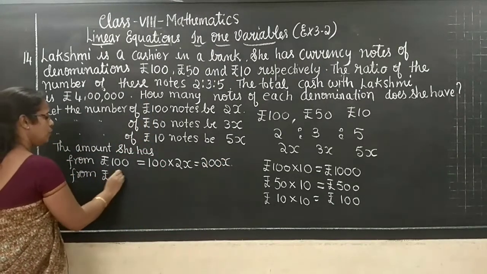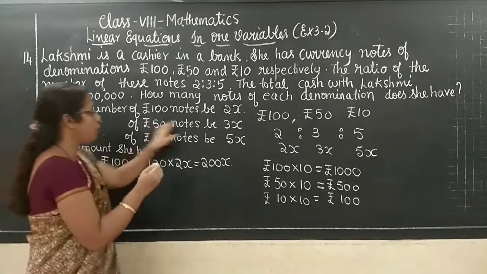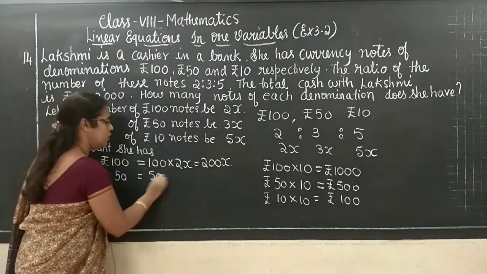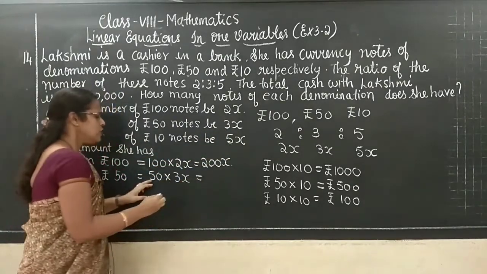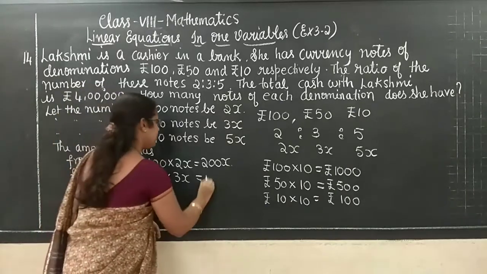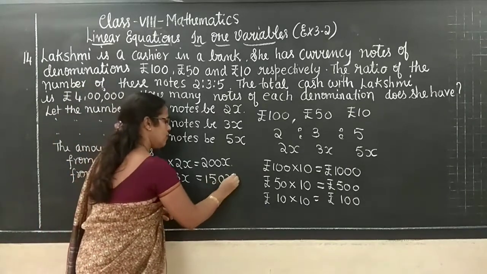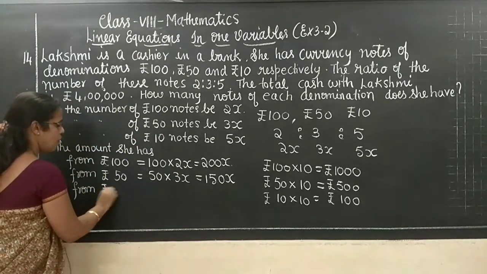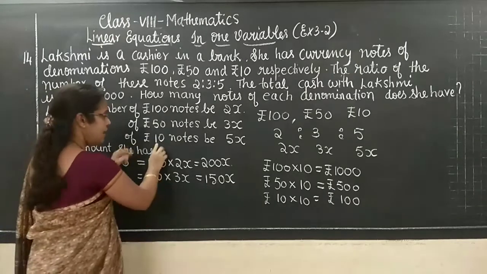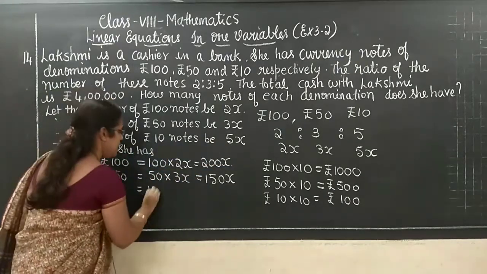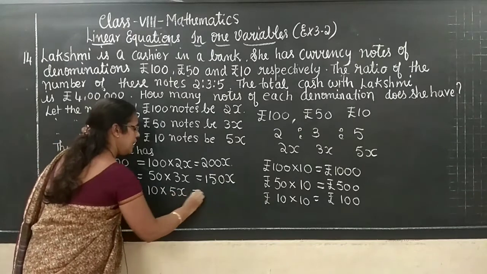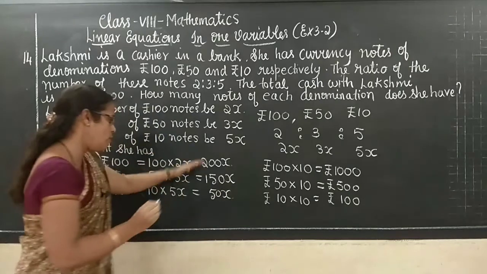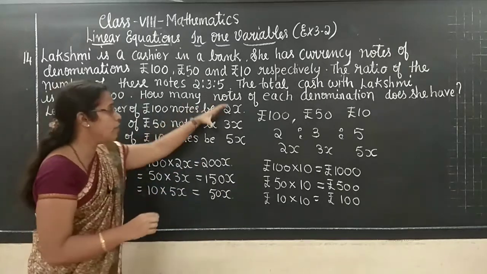Then from rupees 50, how many notes are there? 3x. So 50 into 3x. 5 3s are 15, so 150x. Then from rupees 10, how many notes are there? 5x. So 10 into 5x. 10 5s are 50, so 50x. This is in the form of amount, and this is in the form of notes.